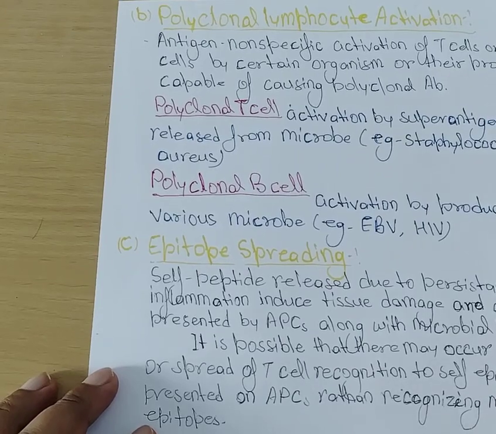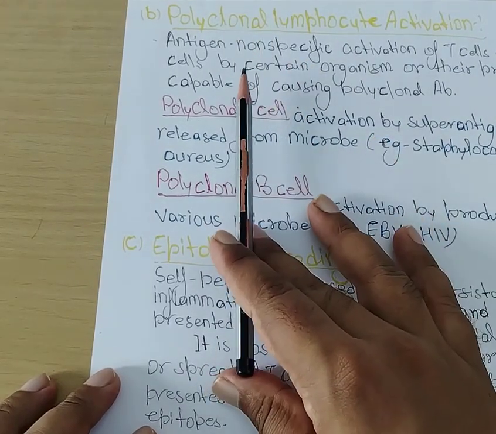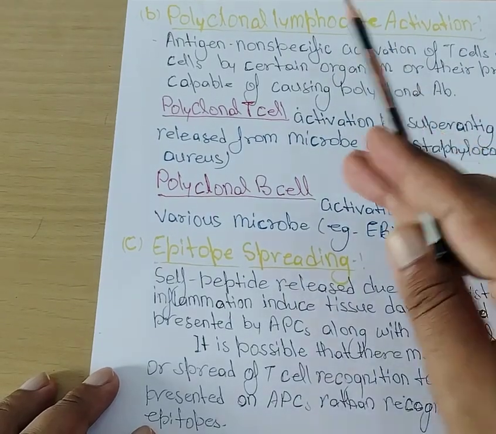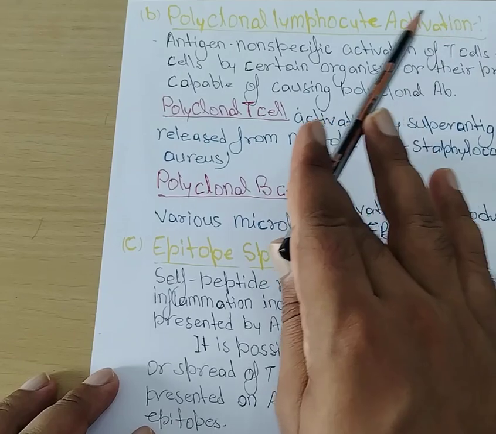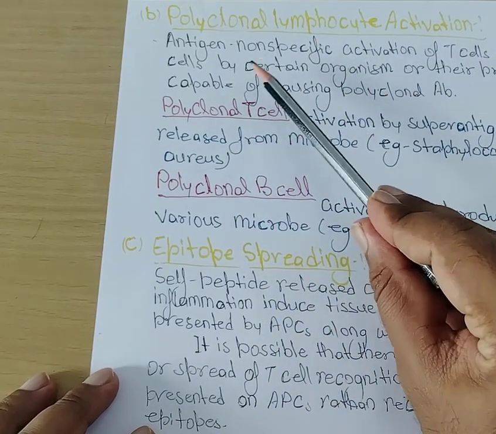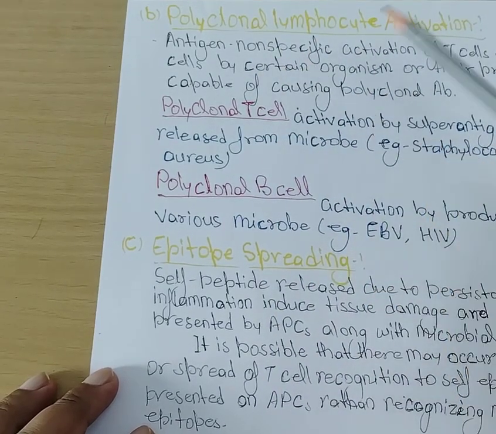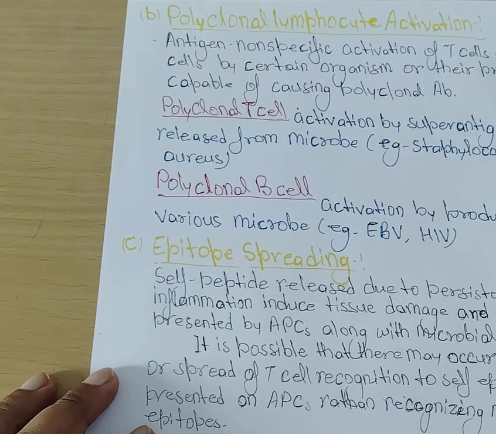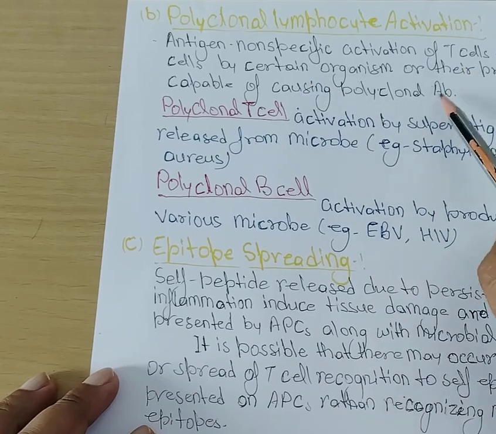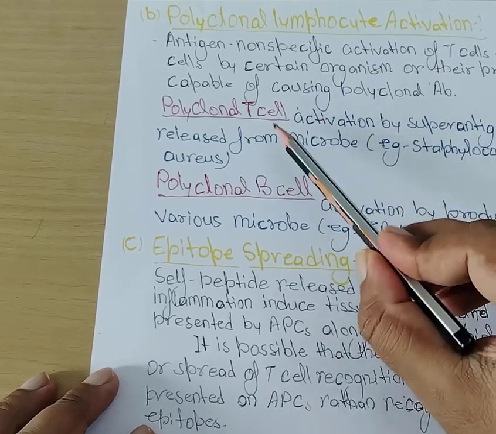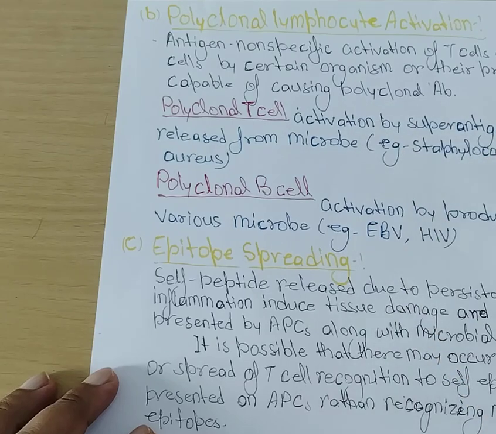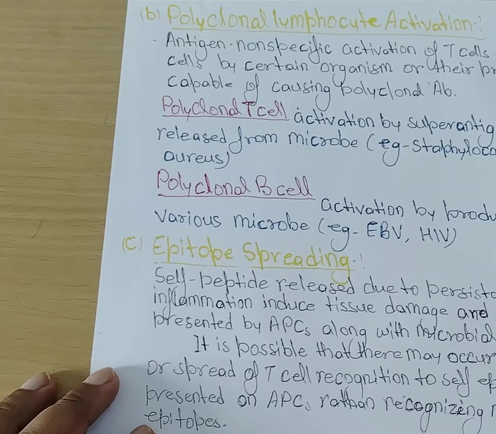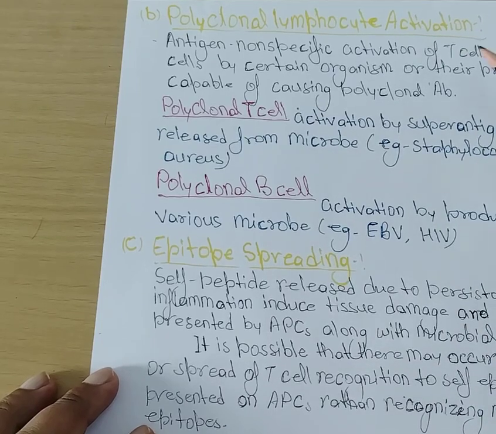The second mechanism of autoimmunity generation following infection is polyclonal lymphocyte activation. Here antigens non-specifically activate T cells or B cells by certain organisms or their products capable of causing polyclonal antibody synthesis. Polyclonal antibodies are synthesized.